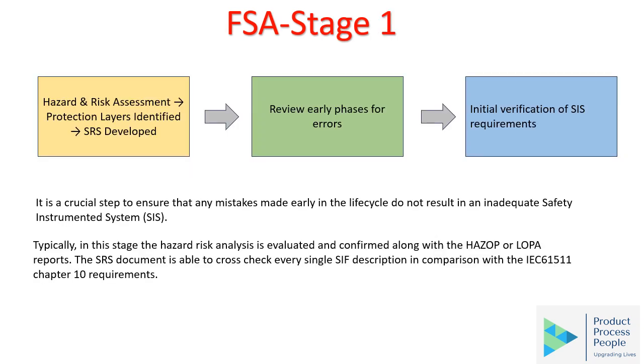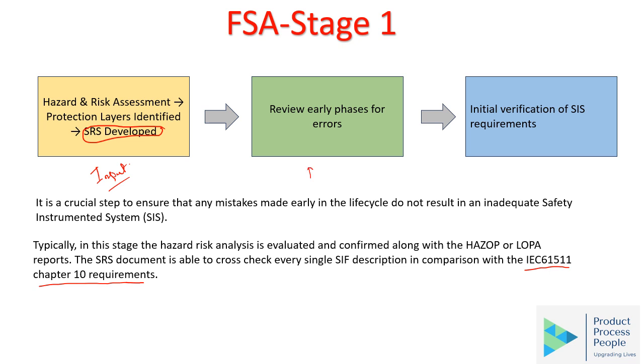Now, the first stage of the FSA. In this stage, the input is the hazard and risk assessment, layers of protection identified, and the SRS developed. Mainly the SRS developed is the input, and we look at the SRS with respect to the guidelines provided in the IEC 61511 chapter 10 requirements, and see whether this SRS is in line with the hazard and risk assessment and layers of protection identified.